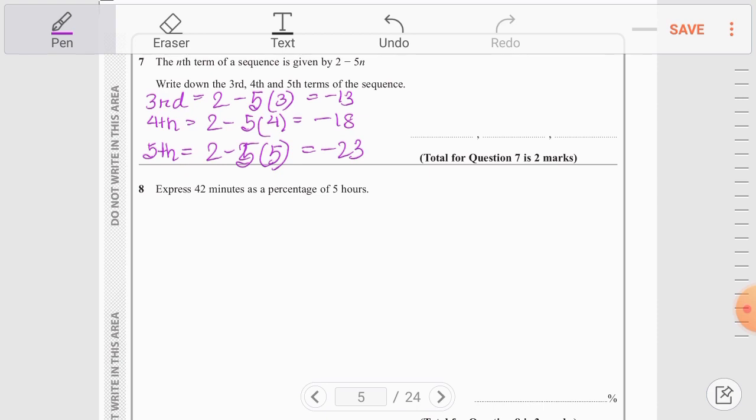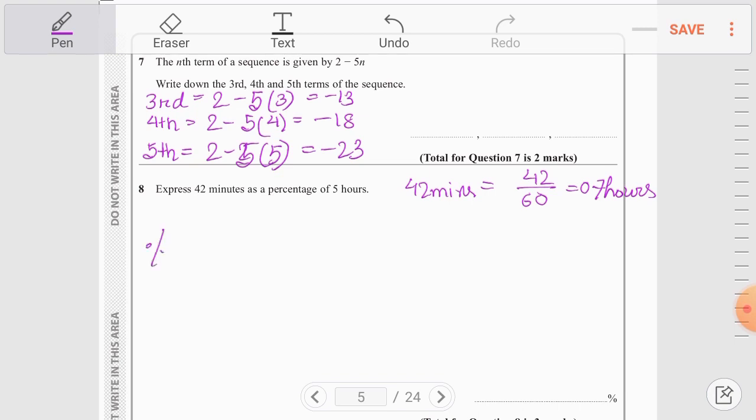Express 42 minutes as a percentage of 5 hours. As minutes and hours are not the same units, we need to convert the minutes into hours first. So we already know that 60 minutes is equal to 1 hour. I'm using the unitary method. That is, 42 minutes would be 42 by 60, that is 0.7 hours. So this is the hour version of 42 minutes.